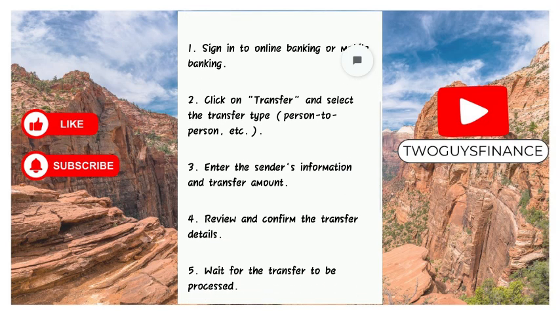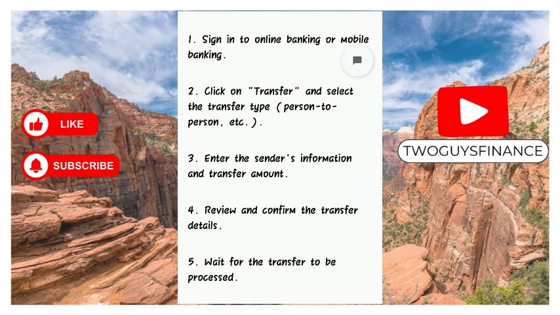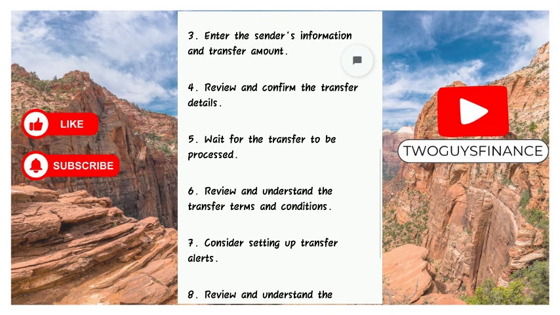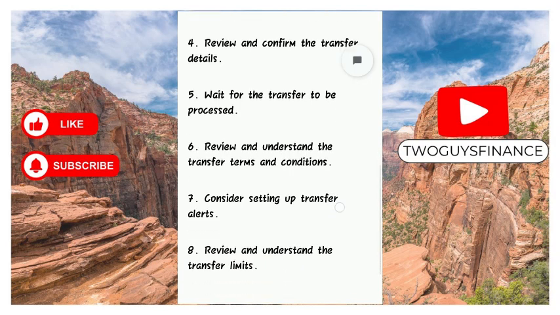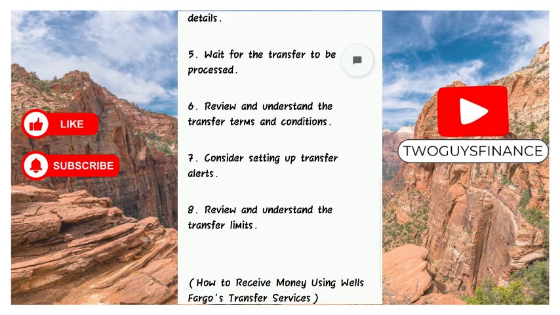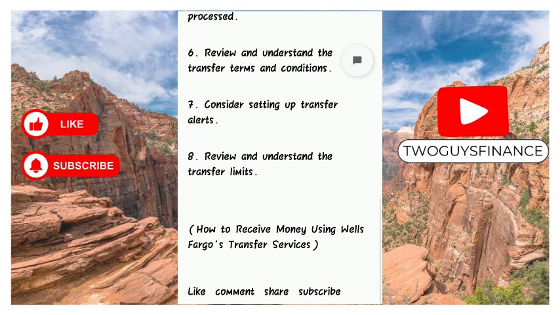Next, you're going to review and confirm the transfer detail, and then you're going to wait for the transfer to be processed. And be sure to review and understand the transfer terms and conditions, and consider setting up transfer alerts. That way you get notification when the transfer is done to you, and you can review and understand the transfer limits and such. So yeah, that's pretty much it on how to receive money using Wells Fargo's transfer services.